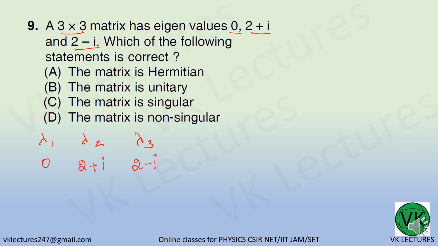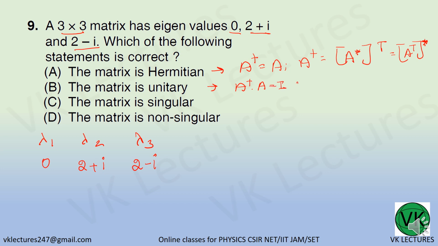So, coming to the options, what is Hermitian? Hermitian means A dagger equal to A. Now what is A dagger? A dagger is nothing but take the complex conjugate of A, then take the transpose, or take the transpose and then take the complex conjugate. Operations are independent. Okay. Now what is a unitary matrix? Unitary matrix means A dagger into A equal to I, or A into A dagger equal to I.